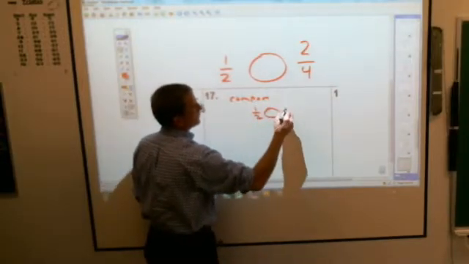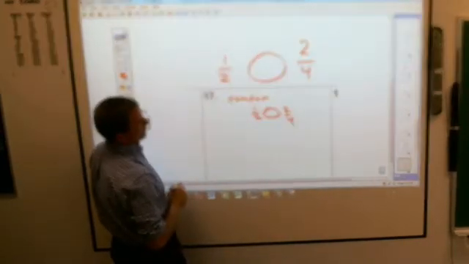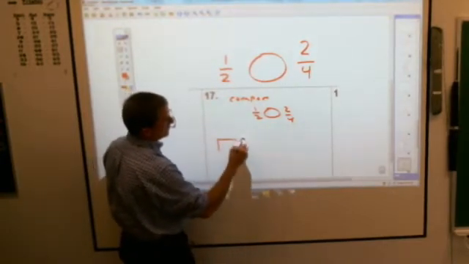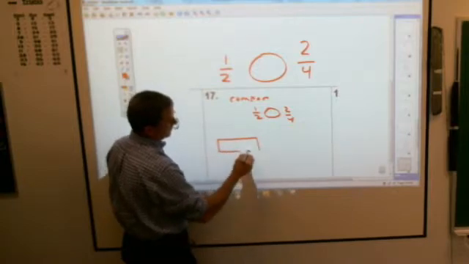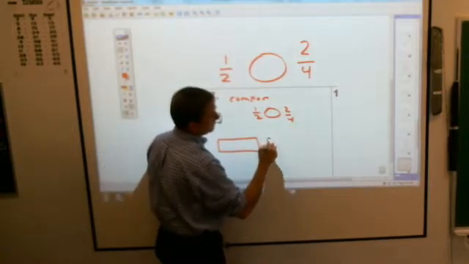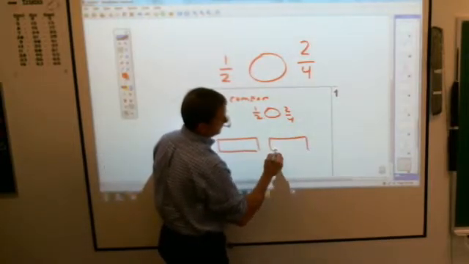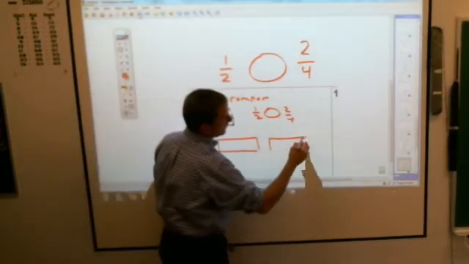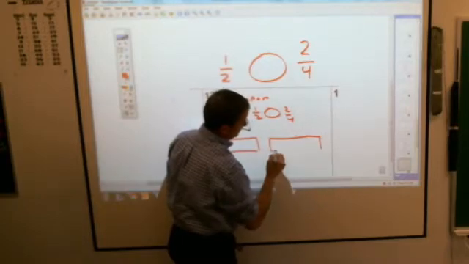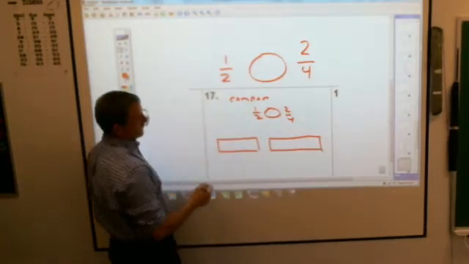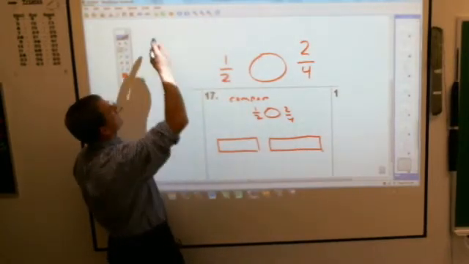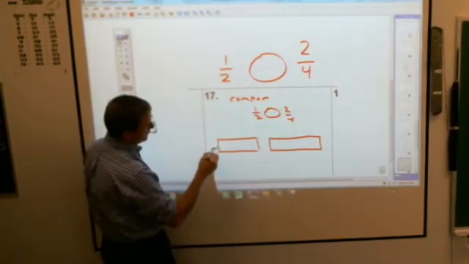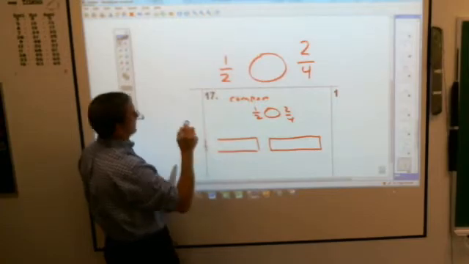1/2 and 2/4. How long should we make this one? Let's make this one 1 by 1, 2, 3, 4. Oh, that's only by 3. 1 by 4. Oh, this was only 1 by 3. Killing me, literally killing me. Now my rectangles look the same size.